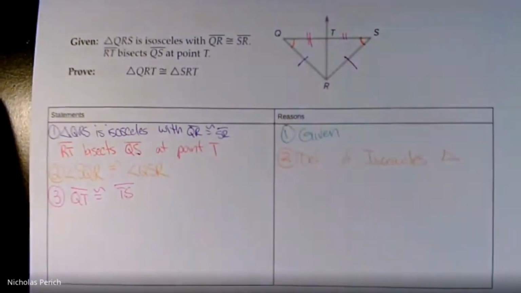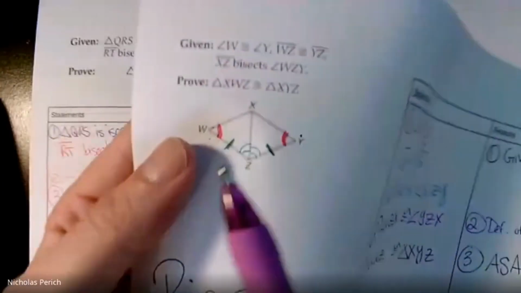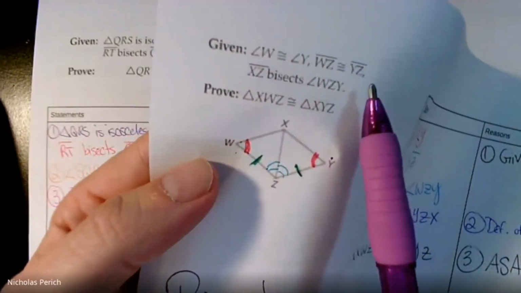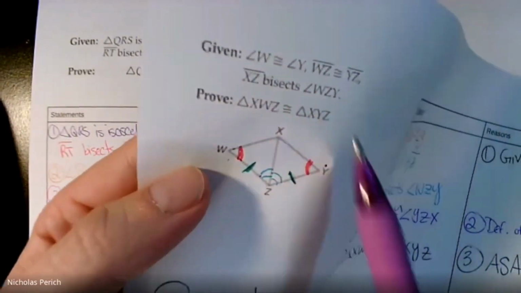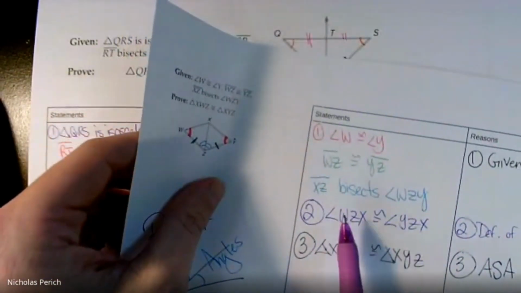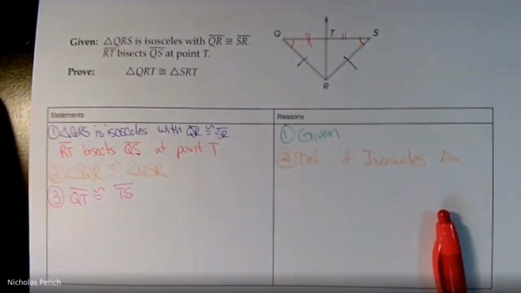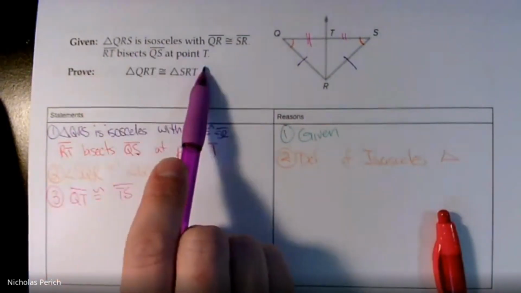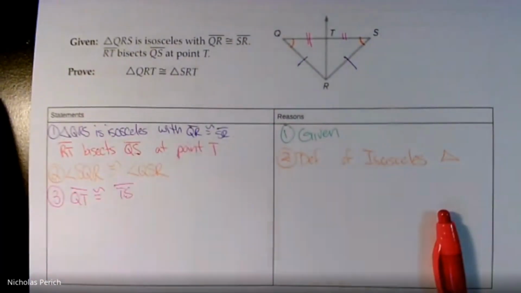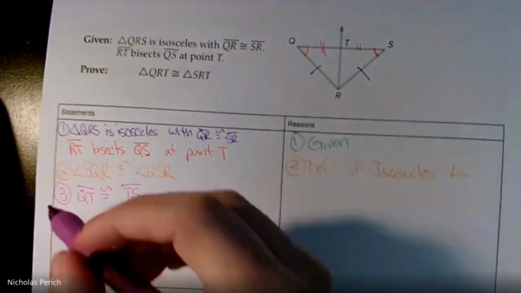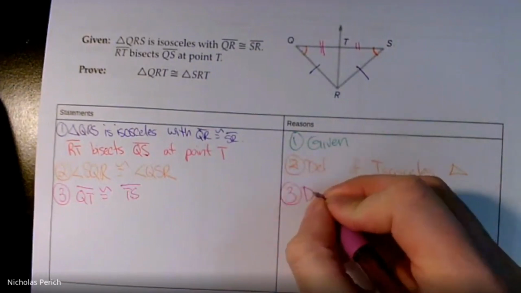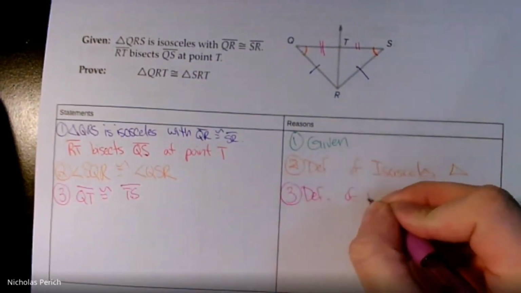Now, remember, in the last problem, it said that a line bisects an angle. And so since the line bisected the angle, that led us to say that two angles are congruent. Here, it's saying a line bisects a line. So we could say two lines are congruent to each other. QT is congruent to TS, and that's by definition of bisect.